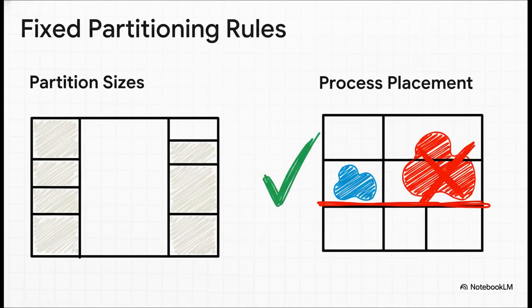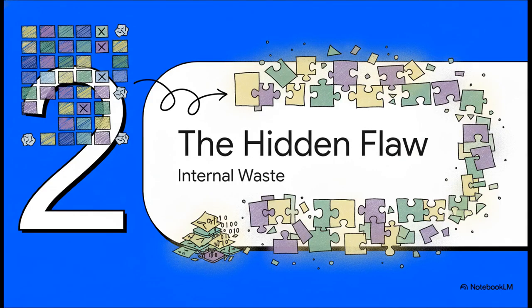The rules here are super simple. You could make all the boxes the same size, or maybe you'd have a mix of small, medium, and large ones, but the most important rule is this. A program has to fit completely inside one box. No splitting it up. The big plus side, it's incredibly simple to build and manage. But there's always a but, isn't there? There's a catch. And here it is, our first big plot twist.